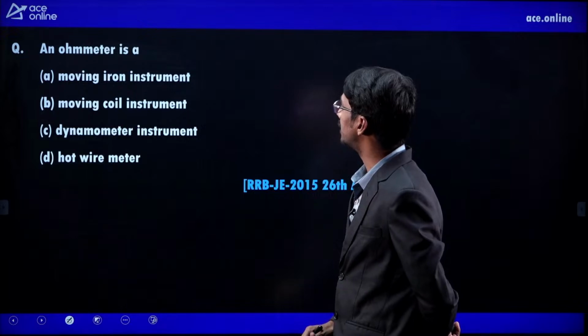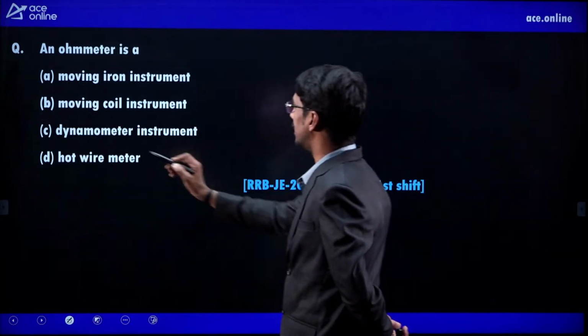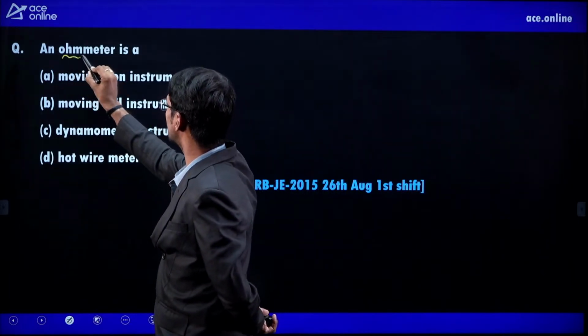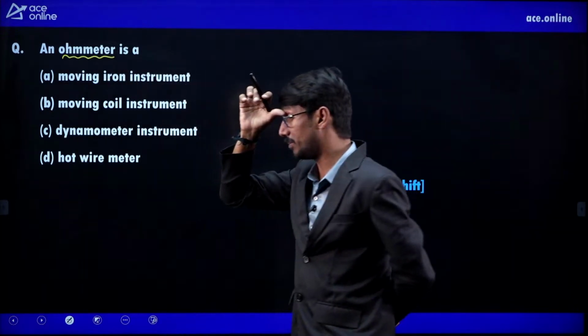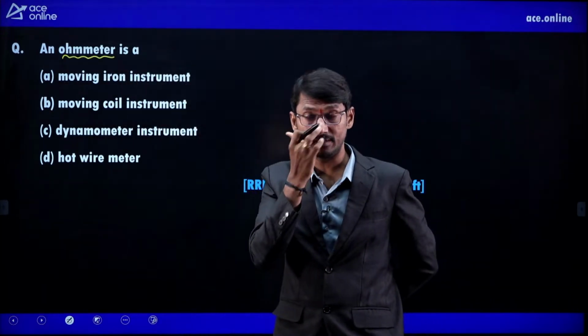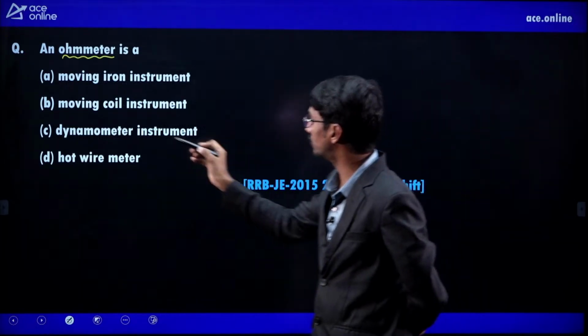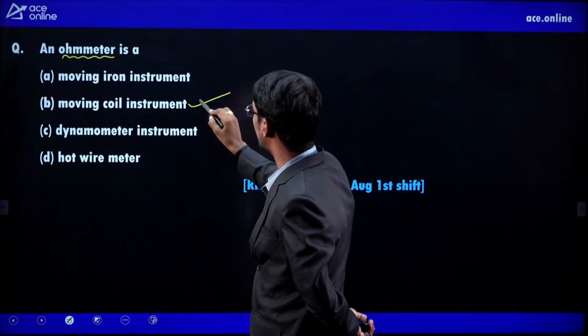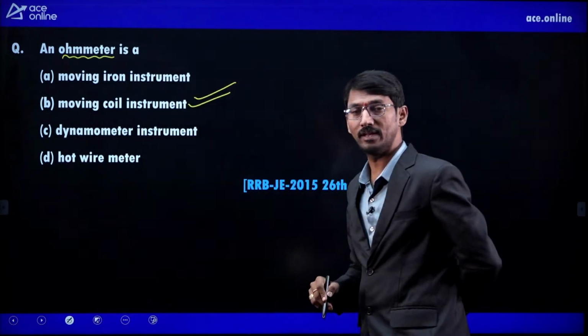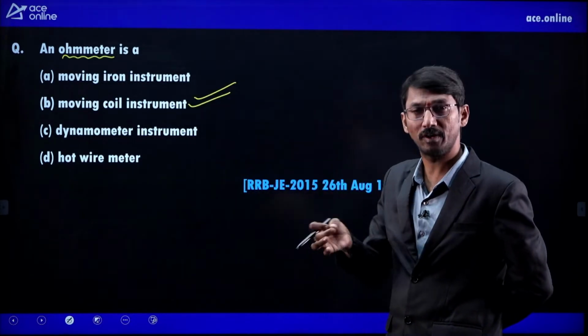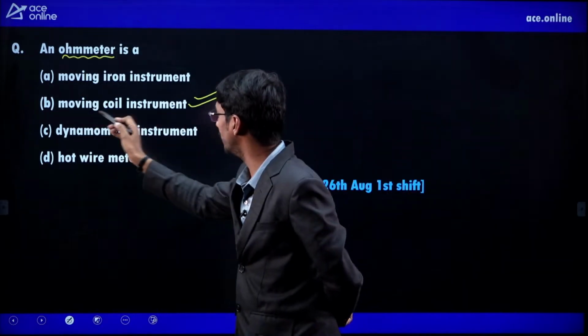Very good. Next one. An ohm meter is, sir, ohm meter, in the class also I told you, ohm meter is basically an ammeter. Which one? PMMC, moving coil type of meter. So therefore, yes, it is a moving coil instrument. Ohm meter is basically a moving coil instrument because of the PMMC structure.